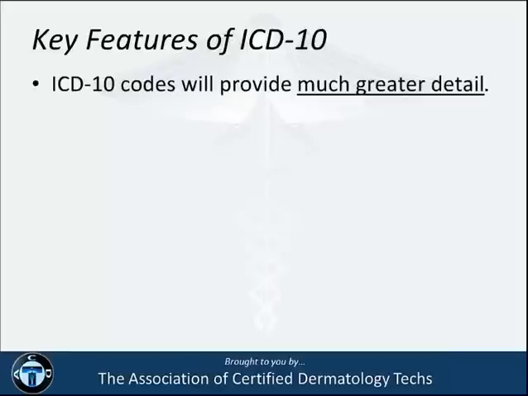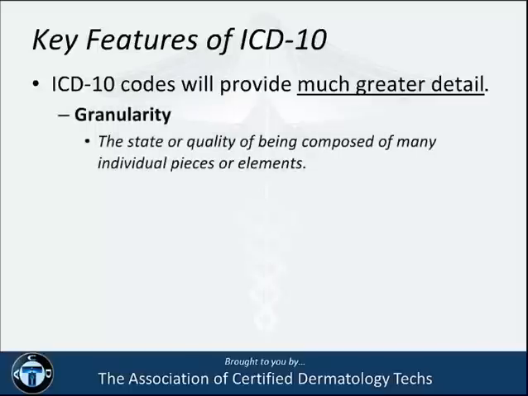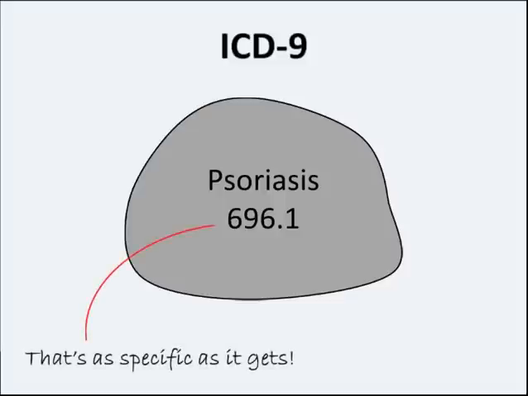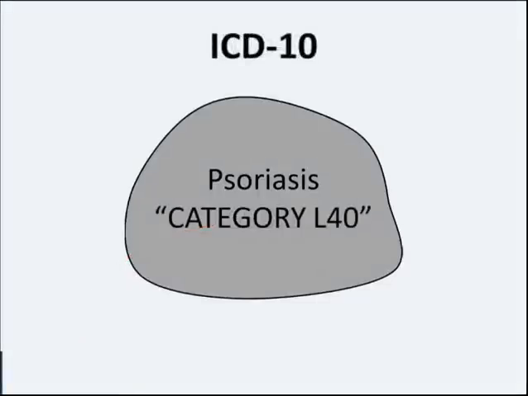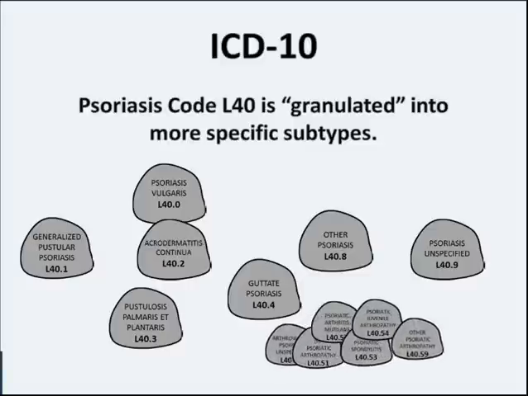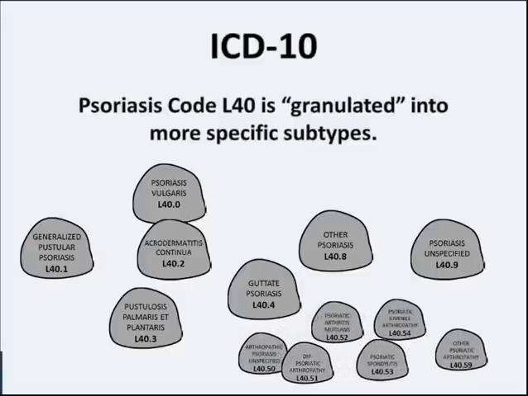The first we've already mentioned, and that is that ICD-10 will provide much greater detail than ICD-9. The arguably annoying buzzword that you're likely to hear a lot over the next year is granularity. It's a term that means the state or quality of being composed of many individual pieces or elements. So again, using psoriasis as an example, consider how it's coded in ICD-9. We only have the one code, 696.1, and that's as specific as it gets. By contrast, in ICD-10, psoriasis is in the category of L40, which is then granulated or broken down into numerous individual pieces or elements, providing us with the more specific diagnoses that we see here.